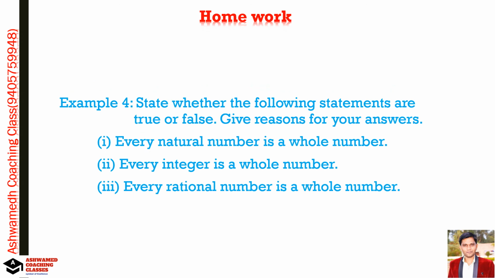Now this is homework, so try to solve this example. It is very simple. State whether the given statements are true or false, and give the reason for your answer also. Every natural number is a whole number, every integer is a whole number, every rational number is a whole number. We just discussed that, so solve this example at home. This is also a simple example.